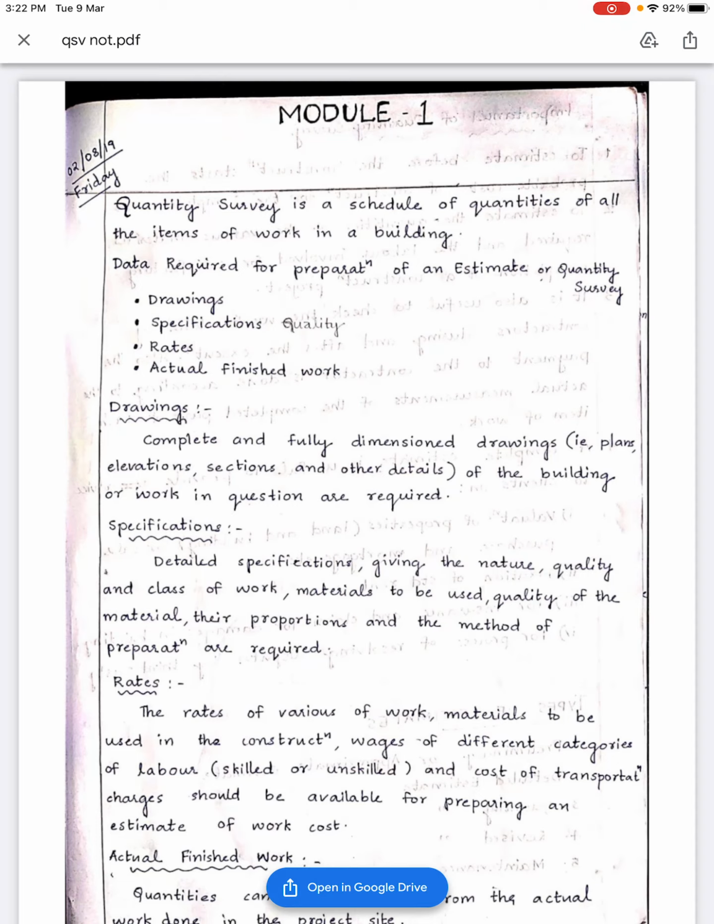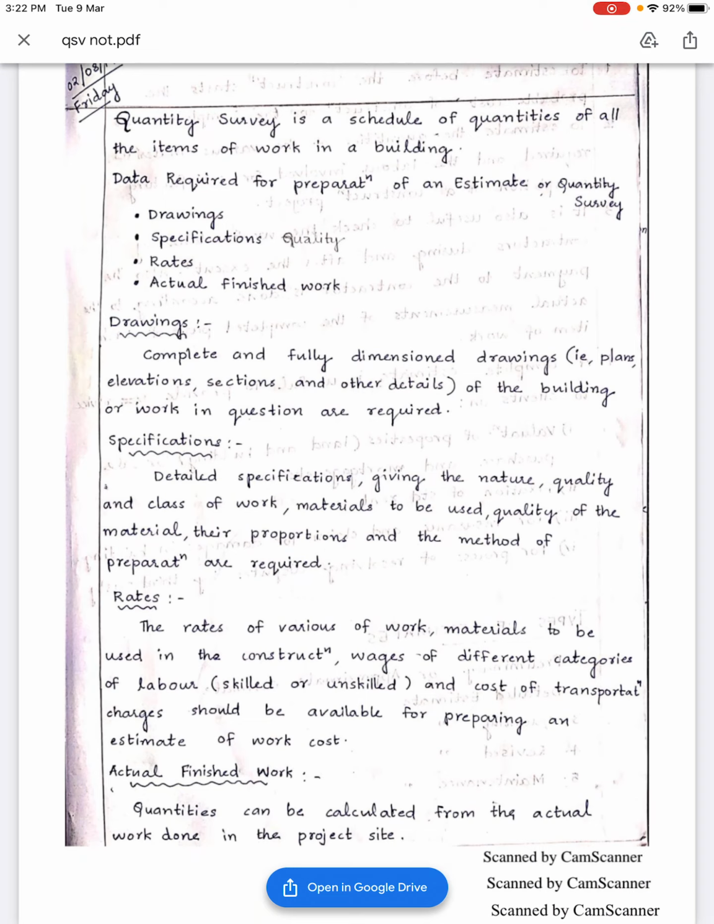Okay, so there are different requirements. We already specified them. The first one is drawings. Completely and fully dimensioned drawings, that is plans, elevations, sections and other details of the building or work, are required. So different types of drawings are required to find out the complete quantity of the items. Mainly, for example, architectural drawings, structural drawings, electrical drawings, mechanical drawings, and different types of drawings are there.